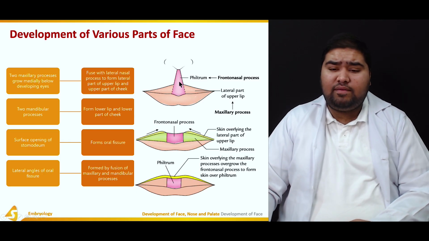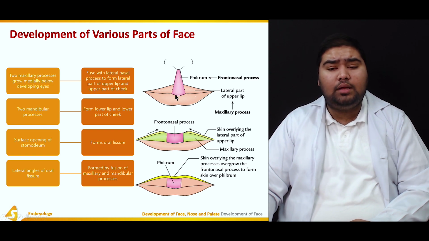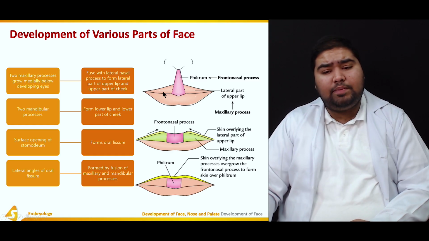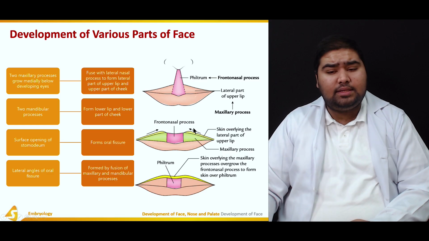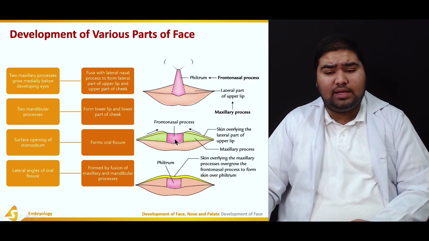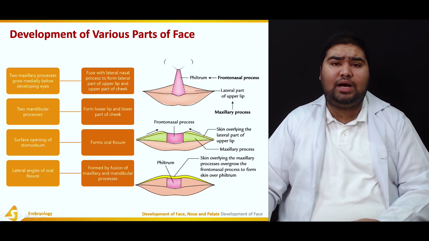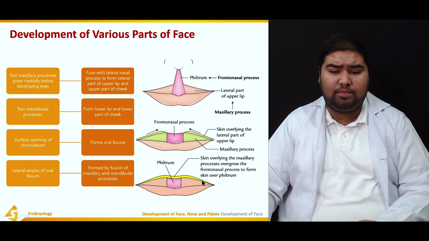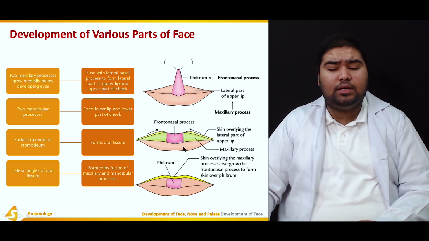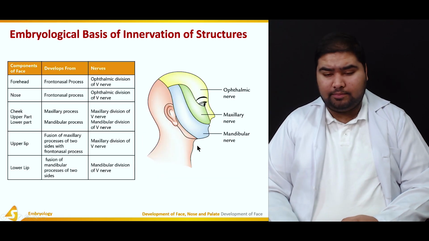So in the figure, we can see the frontonasal process is forming the philtrum. The philtrum is the connection between the nose and the upper lip. This is the philtrum. The lateral part of the lip is formed by the maxillary process. This in green is the lateral part of the upper lip, which is formed by the maxillary process. The lower part of the lip is formed by the mandibular process.